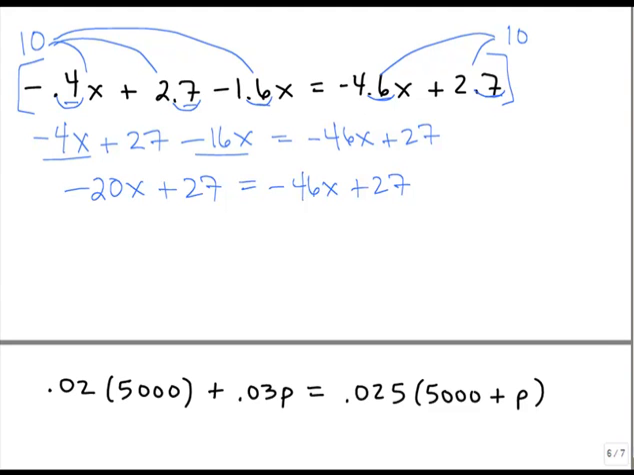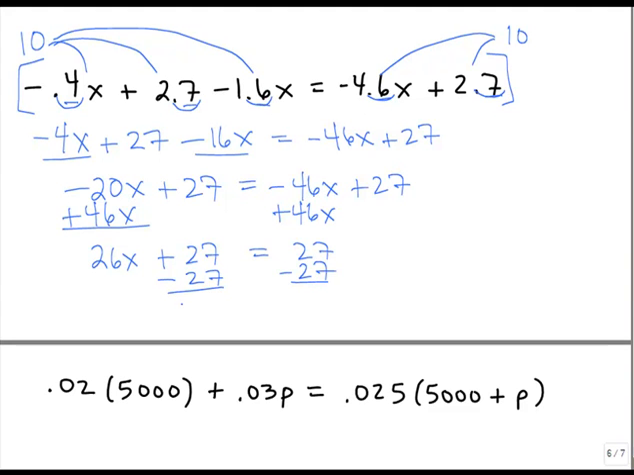So let's get the x's together. I'm going to add 46x to both sides to try and get my x terms together. 46 minus 20 is 26x. Still have my plus 27 on the left and my plus 27 on the right. So now I have my x's together. Let's get our numbers together, and I'm going to do that by subtracting 27 from both sides.